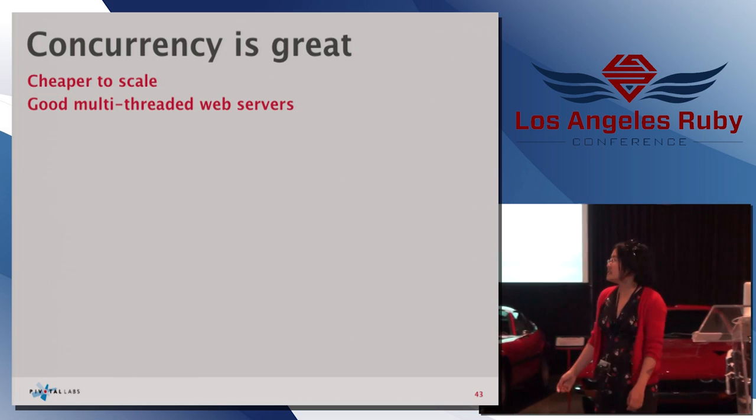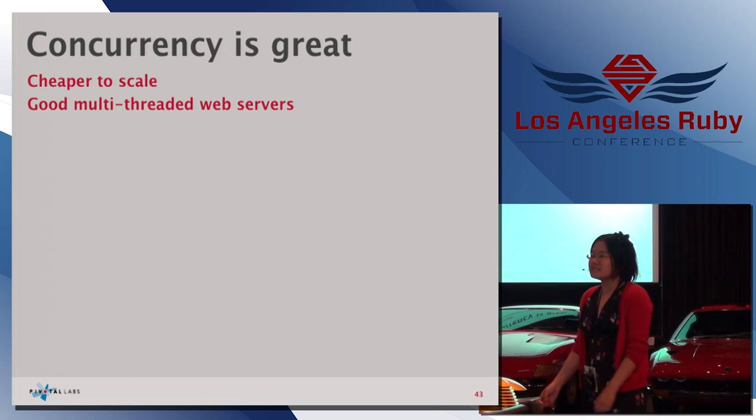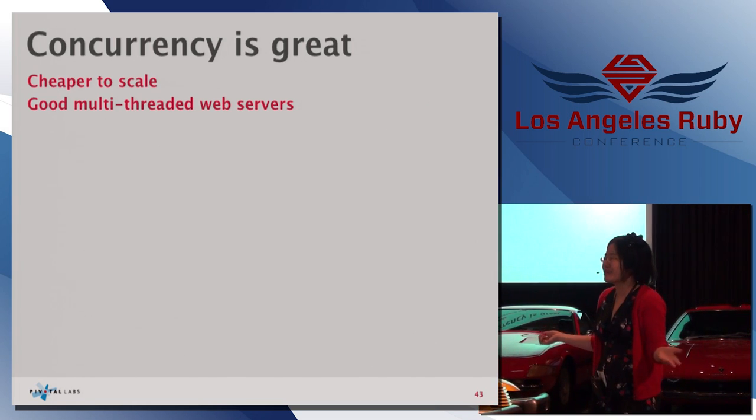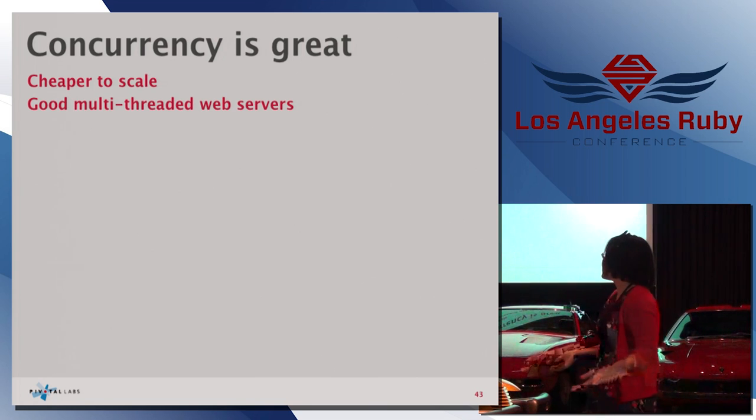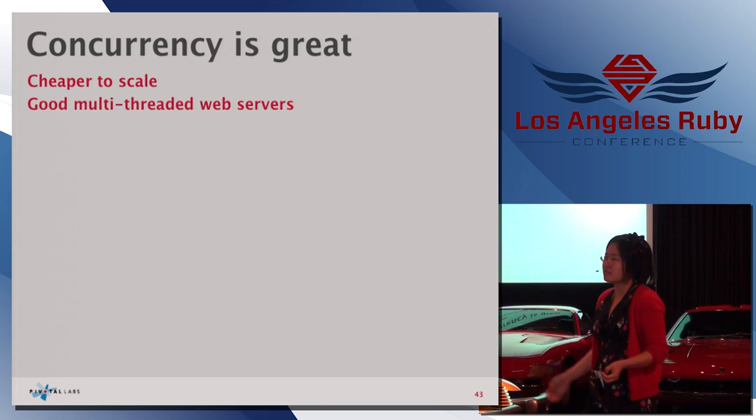So why is concurrency great? Well, concurrency is great because your program executes more quickly, but why is that better? Well, one of the big reasons is it makes your program cheaper to scale because you can run your web server in multiple threaded modes.